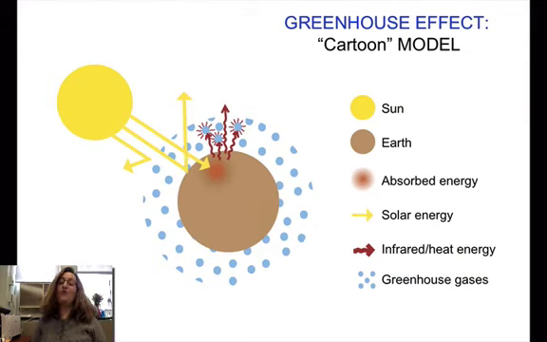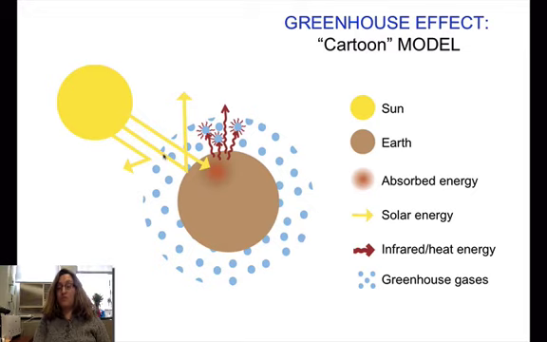And finally, a cartoon model of the greenhouse effect. In this model, we see energy being emitted by the sun. Some of that energy will reflect off the top of the Earth's atmosphere and go into space. Most of the energy will move through the atmosphere.